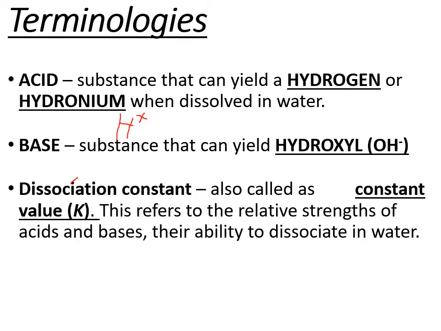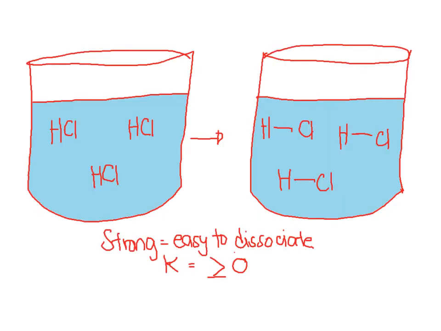Well, we have another term called the dissociation constant, also known as the constant value. When written in formula, it is K, and in other books you may also see Ka or Kb. They are all the same, okay? This is a term that refers to the ability of acids and bases to dissociate in water specifically. So what does this mean? Where is the dissociation constant used?